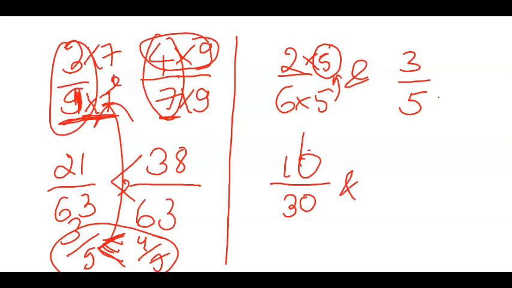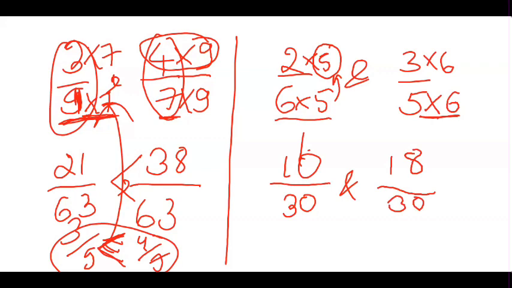And here we have missed something. If you do 6 into 5, then what do you have to do here, beta? 5 into 6. Excellent. So 3 times 6 is 18, and 5 times 6 is 30. Which is greater now, beta? 18 over 30. Okay, that's great, mashallah.